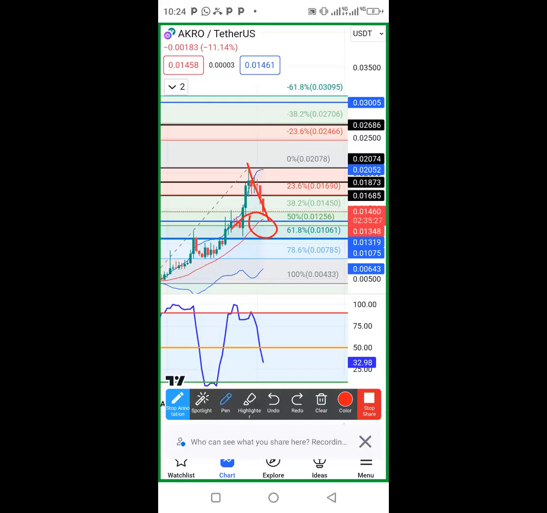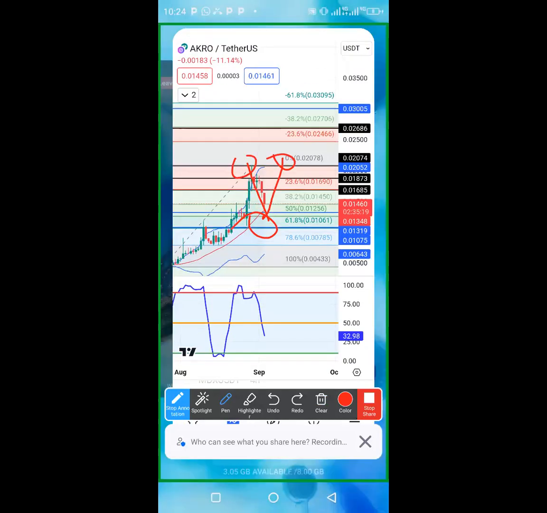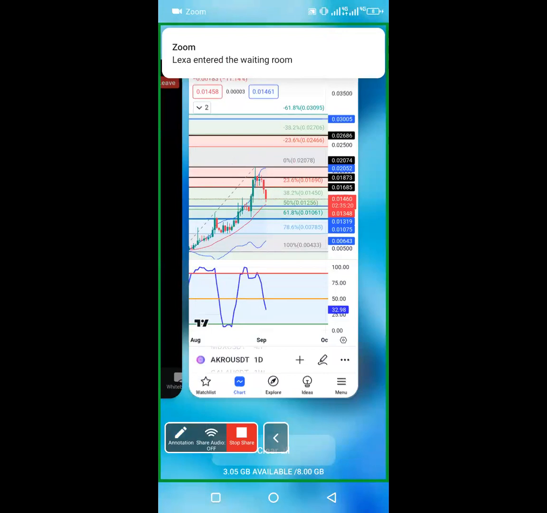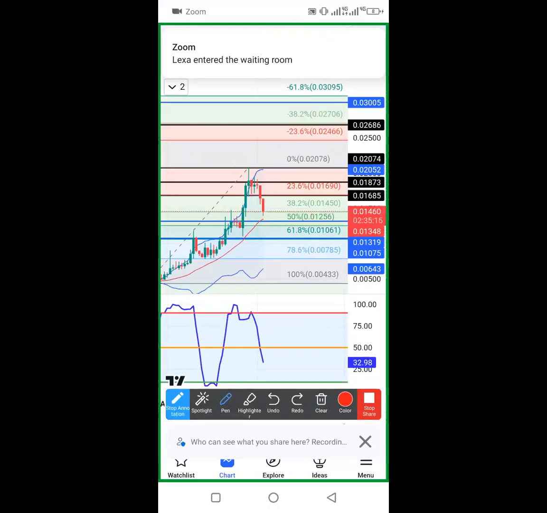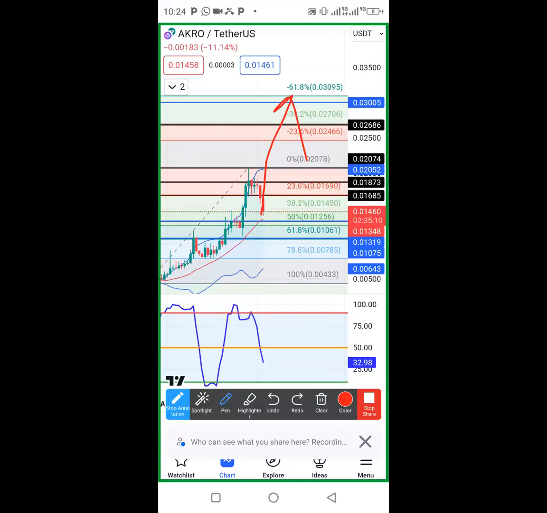Once it touches this place, it will want to go up, which is the double top. You see this place, top? It can be a double top. It has the power to go and touch this place here. But the question is, do you have the patience to wait?